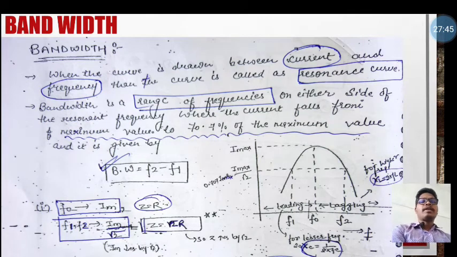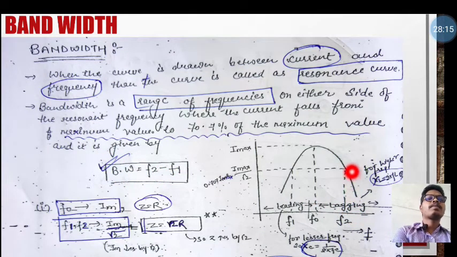Now come to the bandwidth. So what is bandwidth? When the curve is drawn between the current and the frequency, the curve is called the resonance curve, and bandwidth is the range of frequency on either side of the resonance frequency when the current falls from the maximum value to 70.7% of the maximum value. And it is given by bandwidth is equal to f2 minus f1.